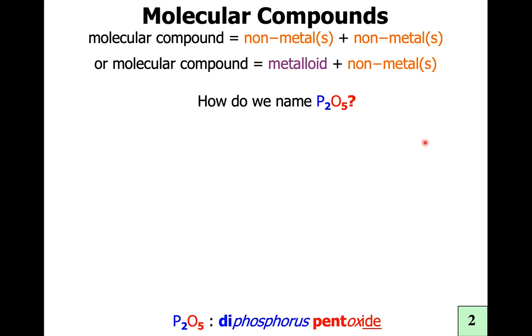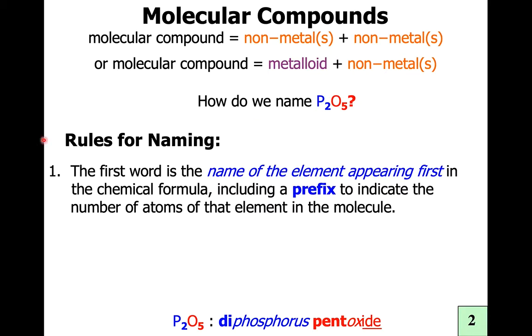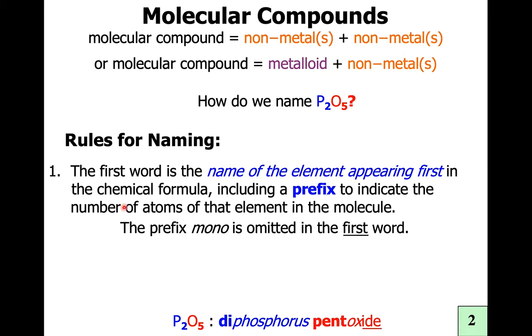So how do we name P2O5? Well, first we name the first element. The first element here is phosphorus, and we add a prefix to tell us how many of the first element there are. So this is diphosphorus. We don't use mono on the first word. On the second word, yes, but on the first word we do not use mono.